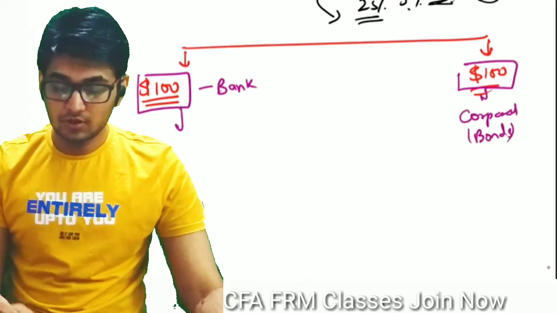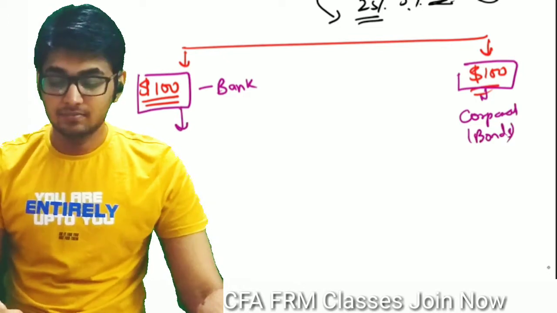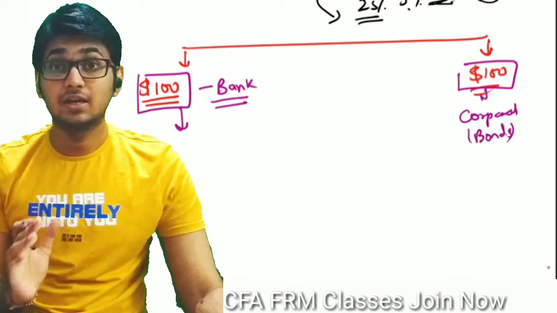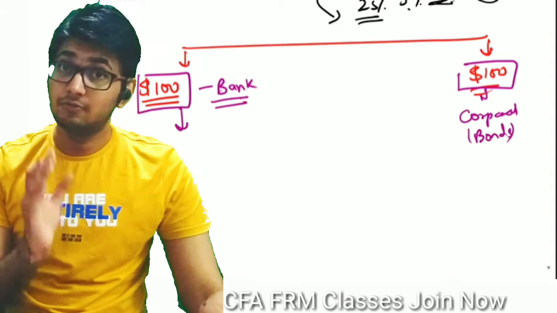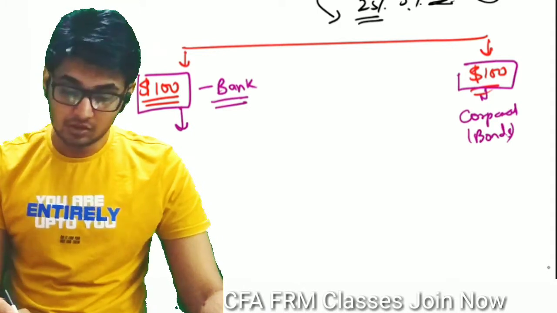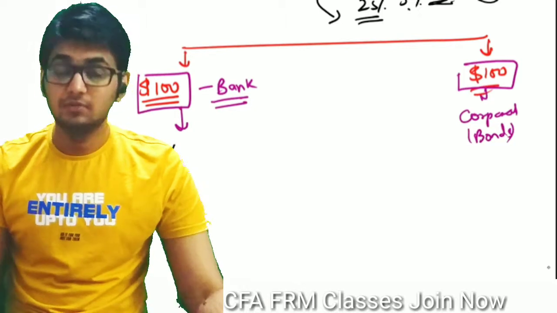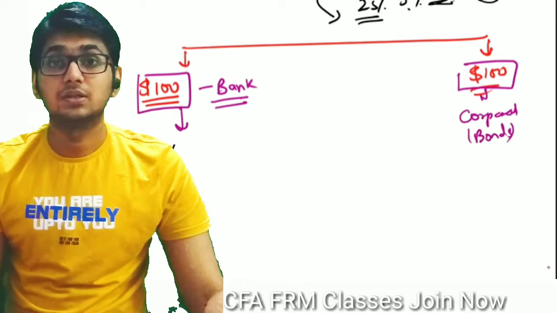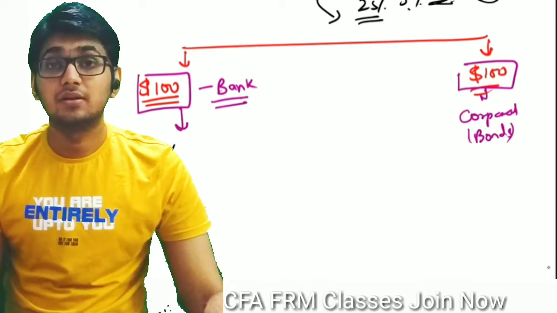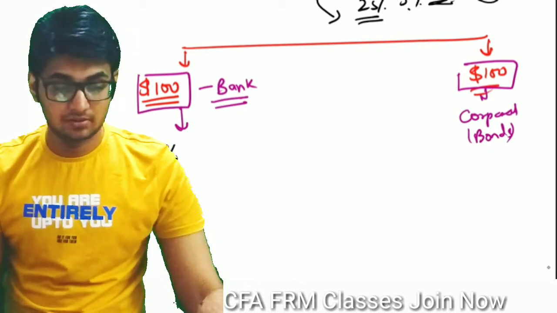So now, if you go to the bank and ask them to make a fixed deposit, they say they are going to give you a return of 8%.